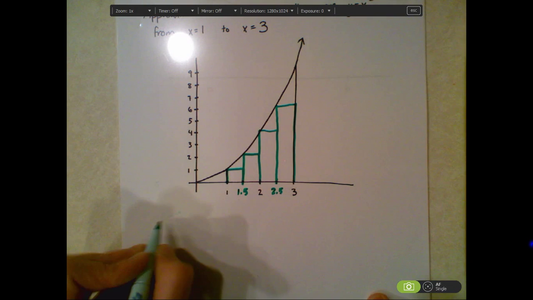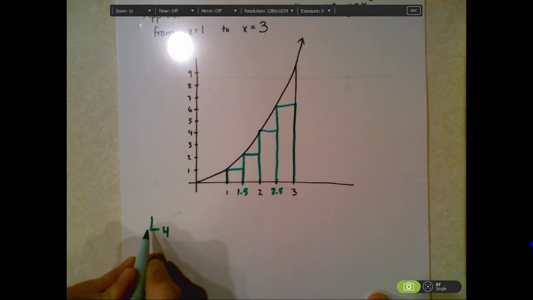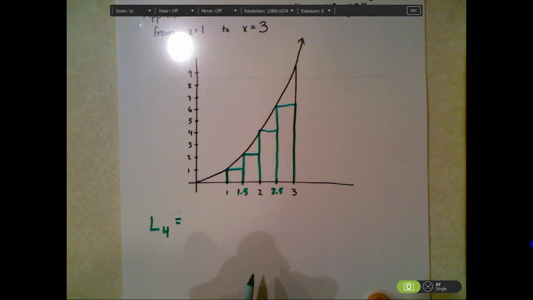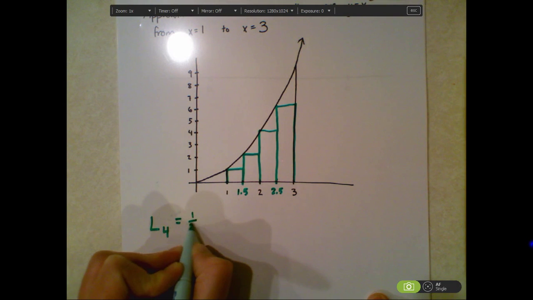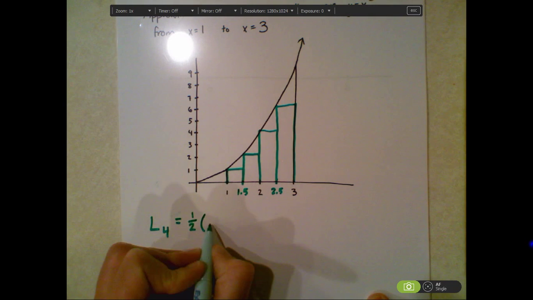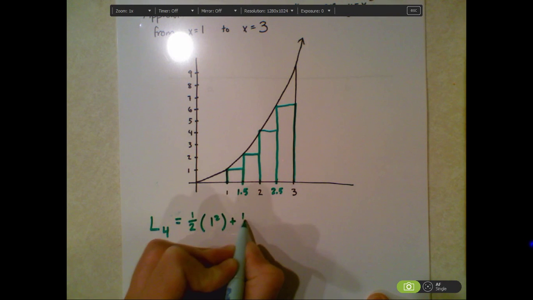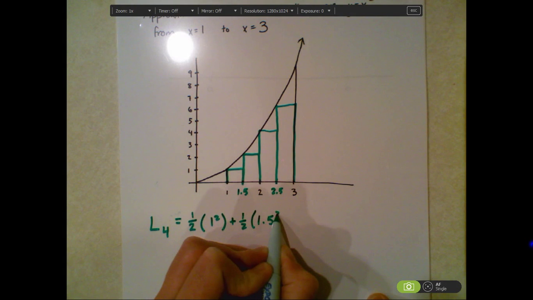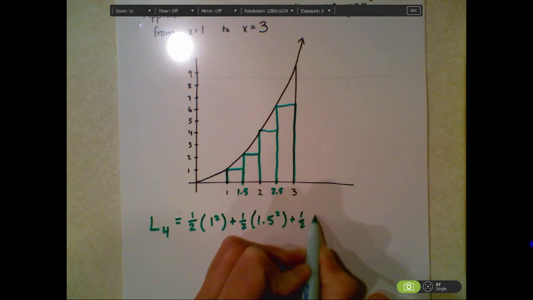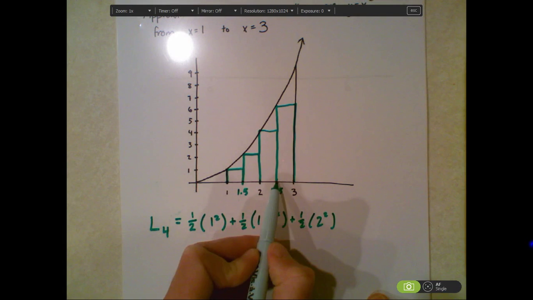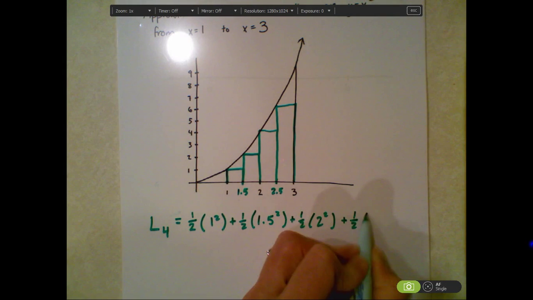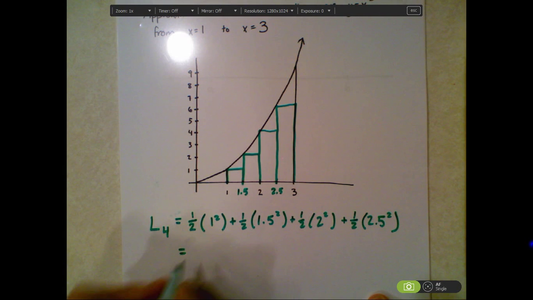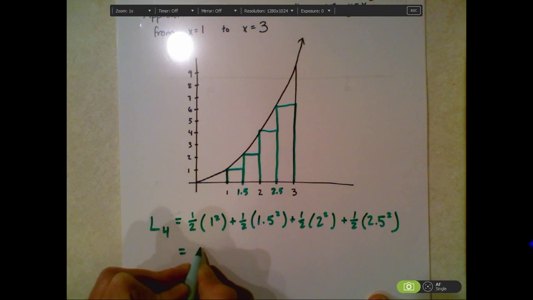What is this summation? So this one, the notation is similar. L sub 4, L because we're using the left endpoints, and 4 because we broke up the interval into 4 different rectangles. L sub 4 is given by 1/2 of the left endpoint squared, which is 1 squared, plus 1/2, again 1/2 is the base, and the height is 1.5 squared, plus 1/2 times 2 squared. And then our final rectangle has a base of 1/2 and a height of 2.5 squared. And if I sum all of these things together, I end up with my left sum being equal to 6.75.